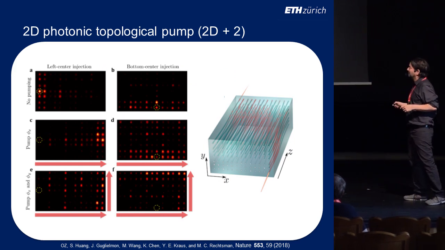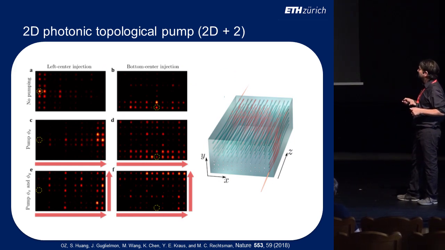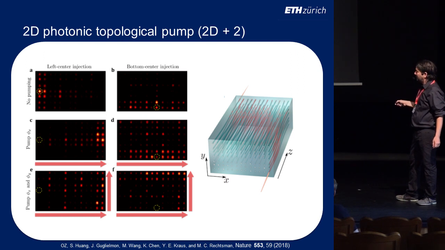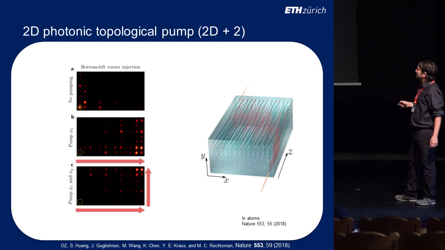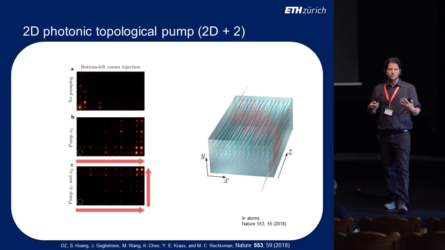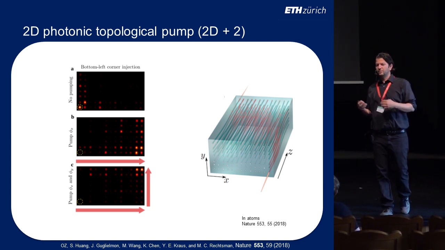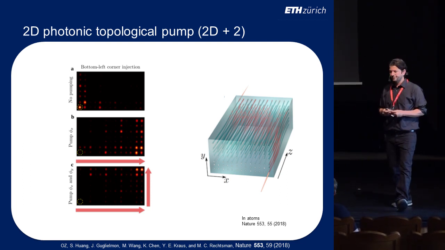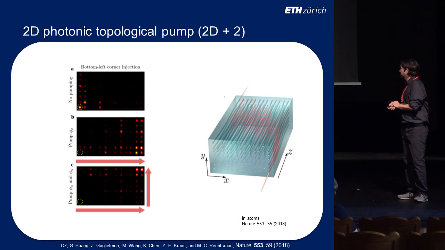So in fact, you can create such an array. This was done with Michael Rechtsman. And you see that you can either pump from one side to the other something that looks like an edge mode, or you can additionally pump across the sample diagonally a corner mode. And if you want, I can explain to you why this illustrates the boundary correspondence with the 4D Hall. So I'm running out of time.